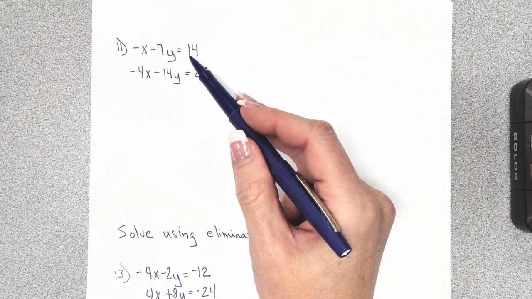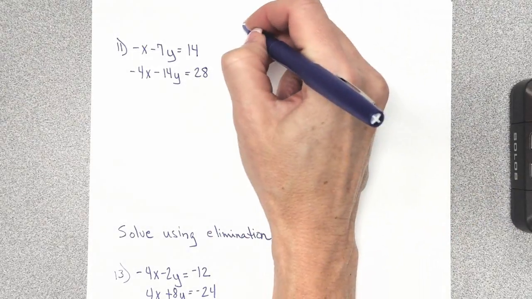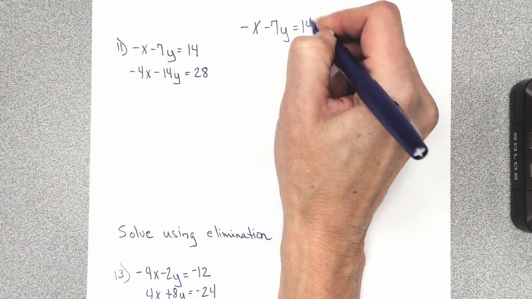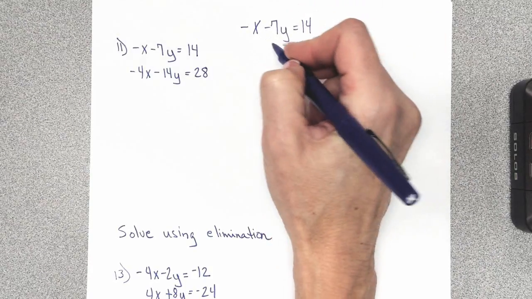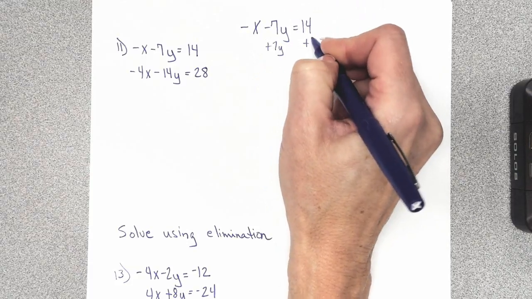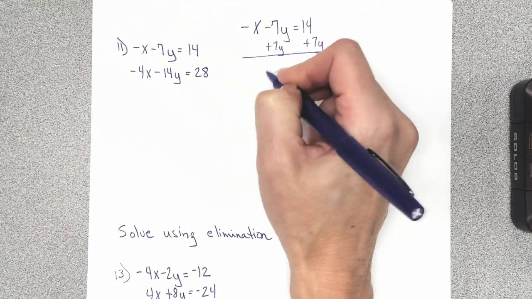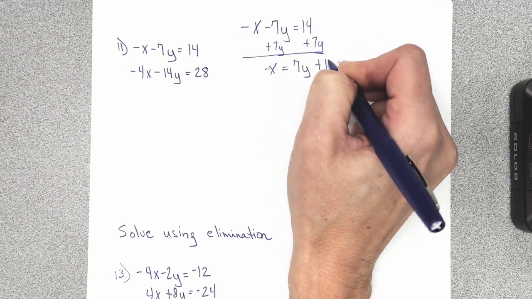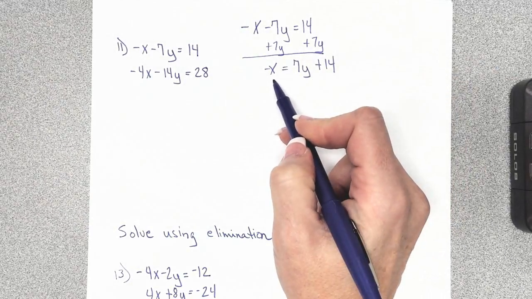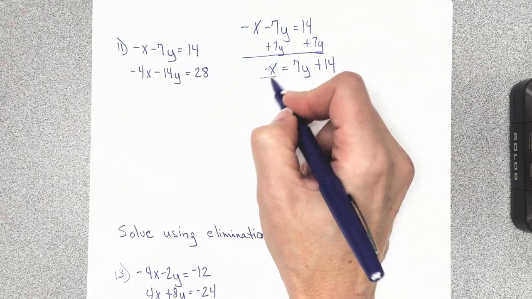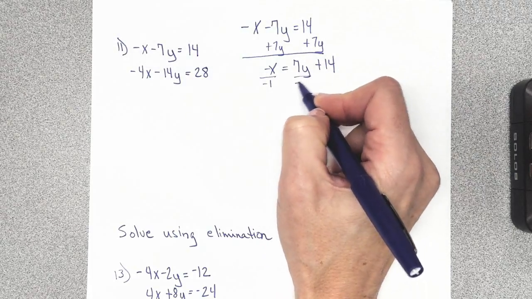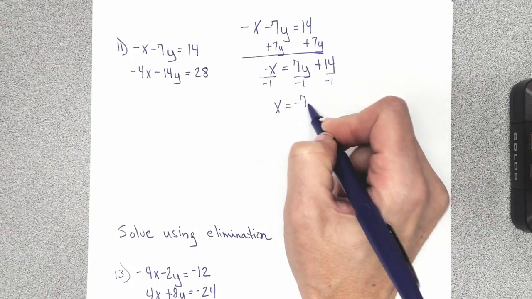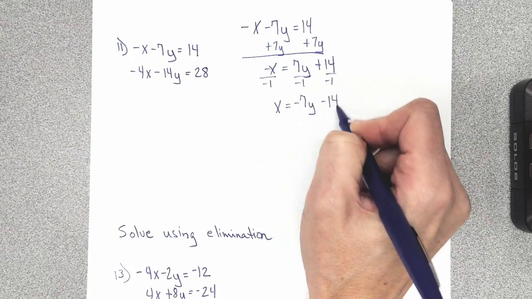Okay, here again, we need to solve one of these for x or y. I'm going to go with the top one. It says negative x minus 7y equals 14. So let's move the 7y. So we have negative x equals 7y plus 14. We can't leave this variable negative, so that means we're dividing everything by negative 1. So x equals negative 7y minus 14.